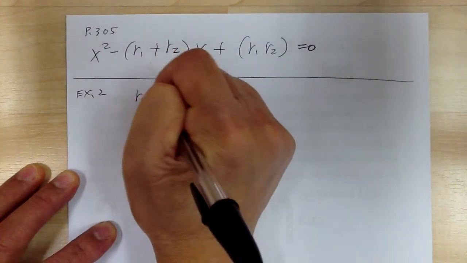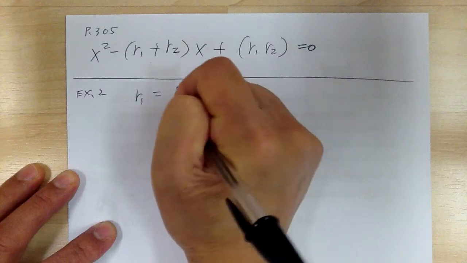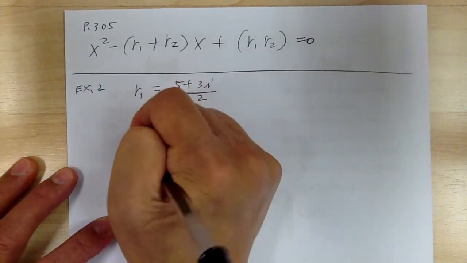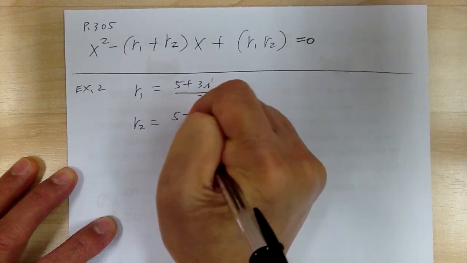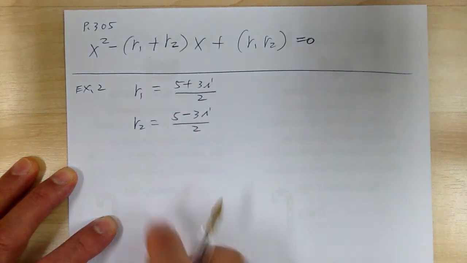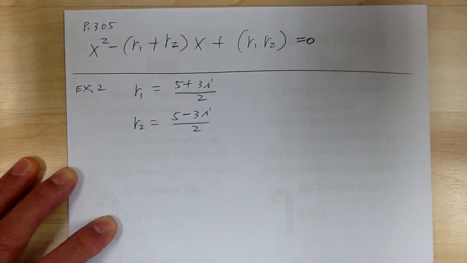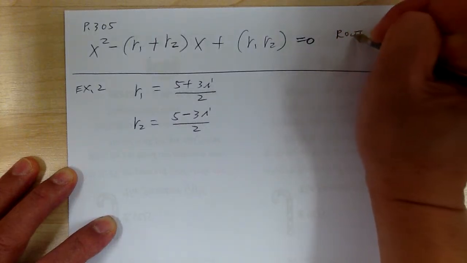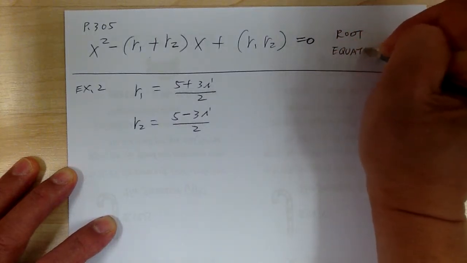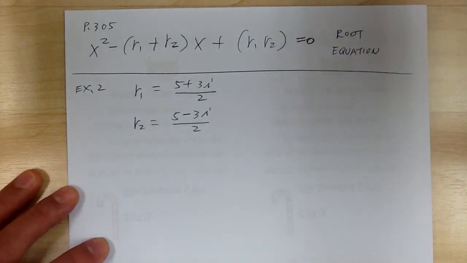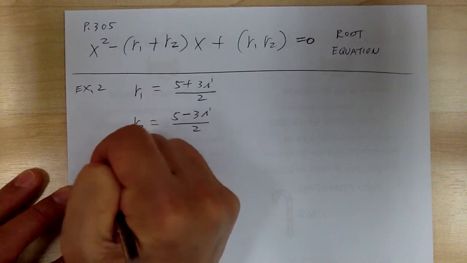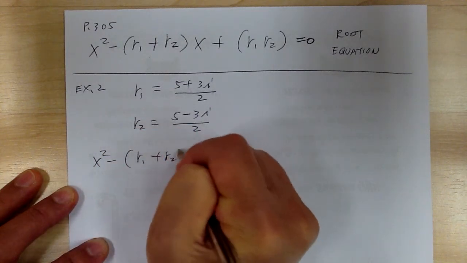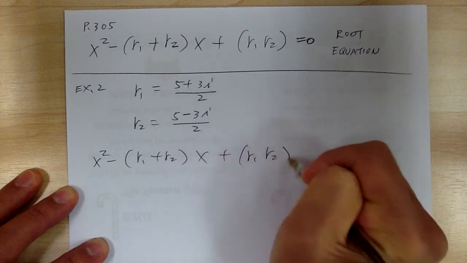So you have r1 equal to 5 plus 3i over 2, and I'm going to put r2 below it instead of a sign: 5 minus 3i over 2. So you have these two answers. What equation will give you these two answers? That's what it's asking. So go ahead and write your r1, r2 equation. This is called a root equation. First always write down your root equation: x squared minus (r1 plus r2)x plus r1 r2 equal to 0.